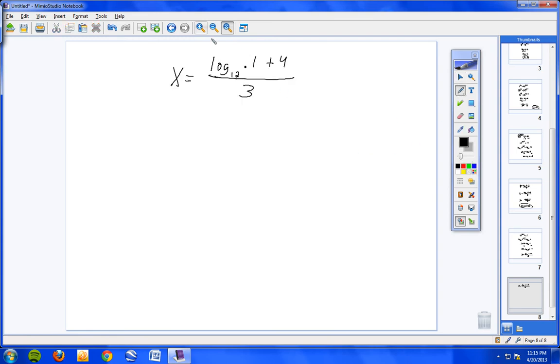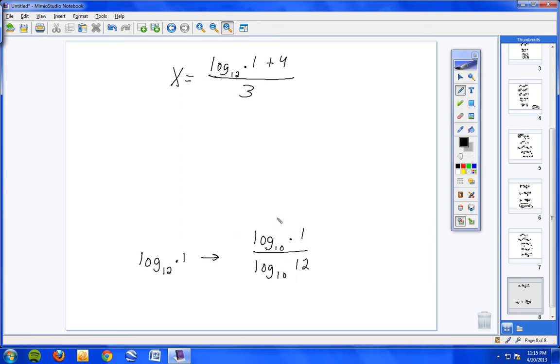You might have forgotten how to type in a base 12. Remember, your calculator only does base 10. So remember how to do this? I taught you this about a week ago. If you have log base 12 of 0.1, remember what to do? You write log base 10 of 0.1 over log base 10 of 12.